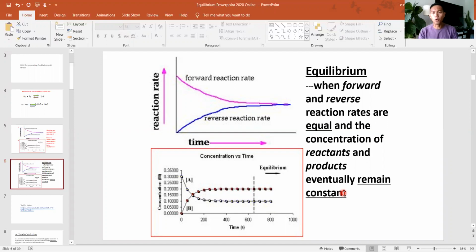What we're looking for is a combination of these two. If how fast the reaction goes forward and reverse is the same, meaning the speed is the same, that's one. And then finally, when the amount of reactants and products are no longer changing, that's the other component we're looking for. If both are fulfilled, then we can say the reaction is in equilibrium.